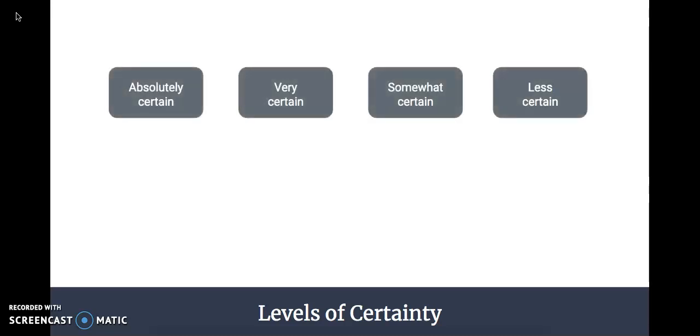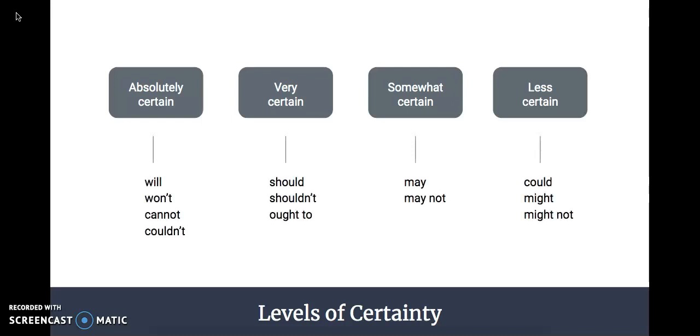Okay, so when we're going to be talking about something that we think will happen in the future, or to make a prediction of some kind, we have levels of certainty when we want to express that. There's 4 different types of certainty that we'll discuss now. You have absolute certainty. You could be very certain, somewhat certain, or less certain. Let's look at the modal verbs that are used in all of these 4 different circumstances.